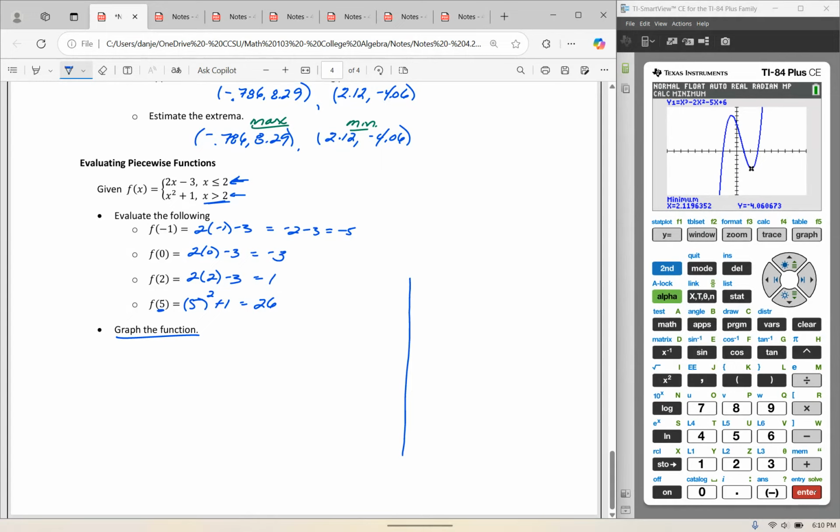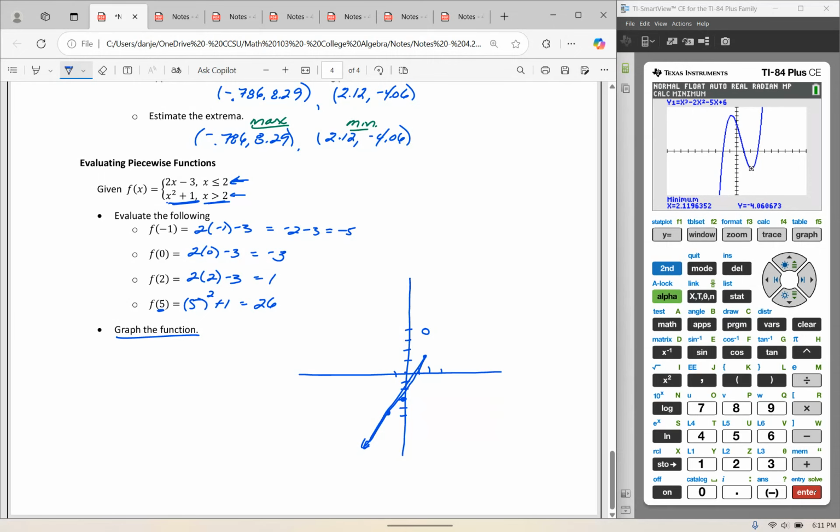Okay, I'm going to go way over here. We've already got these points. Okay, we've got 0, -3. So here's 0, -3, -1, -5, and 2, 1. So it looks like we have this line here, and I should label those points. If I put 2 into this part, I would get 2 squared plus 1 is 5. So at 2, 5, I'm going to have an open circle, because we don't want to include that.